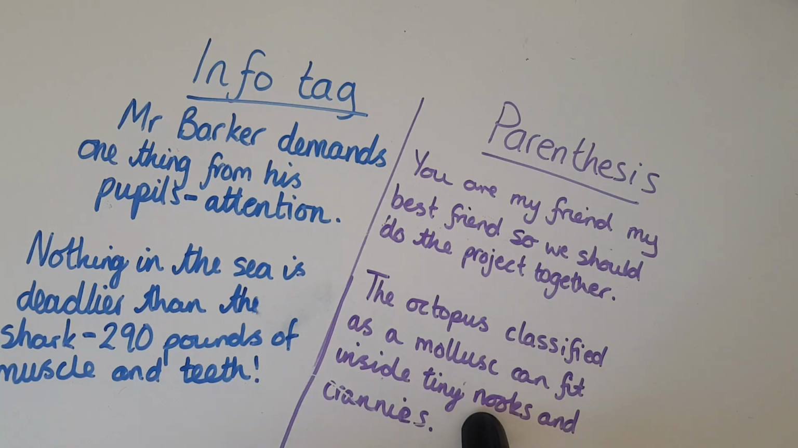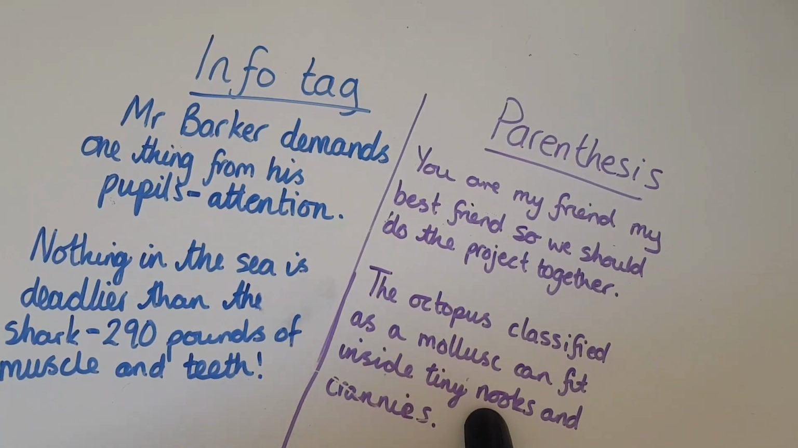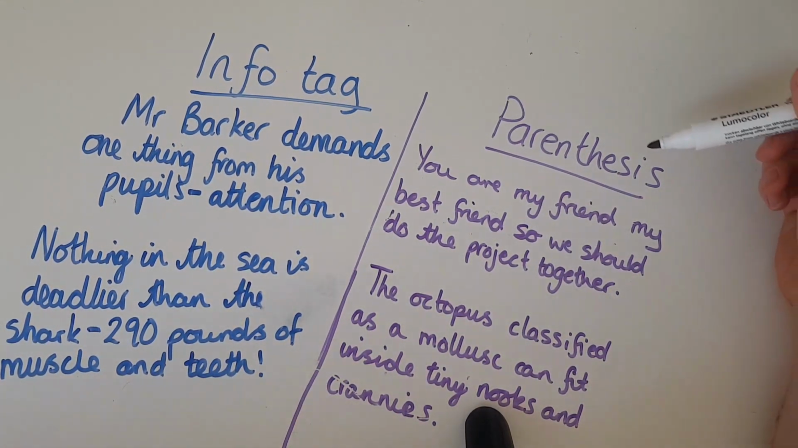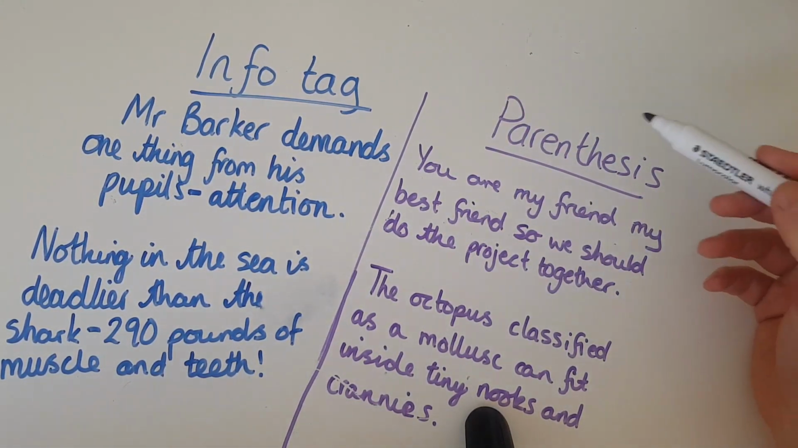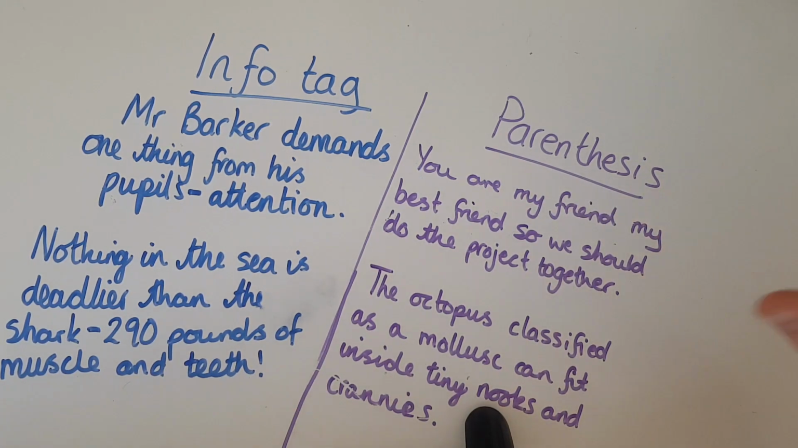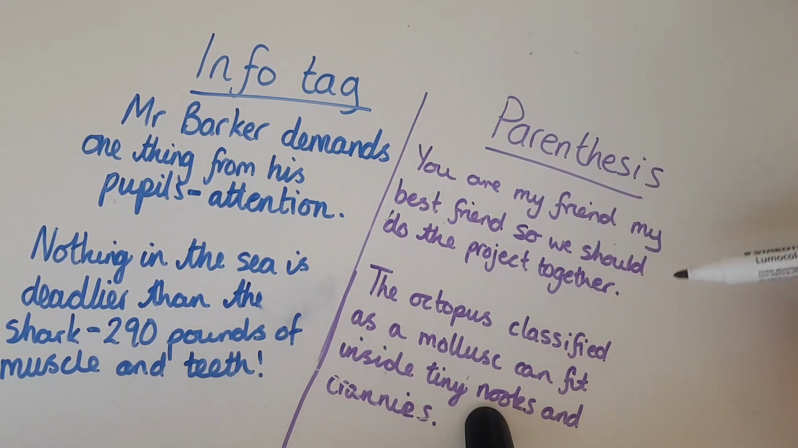This is like your posh brackets, a more formal way of using brackets. So we have an example: you are my friend, my best friend, so we should do the project together. Here, imagine there should be brackets somewhere. Where would I put them? Well, I'm thinking my brackets go over a part I can take away from the sentence. So: you are my friend, so we should do the project together.